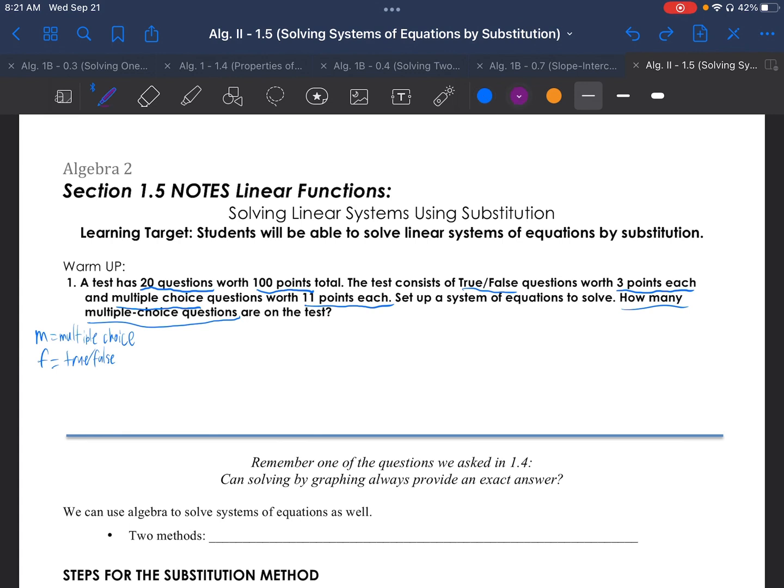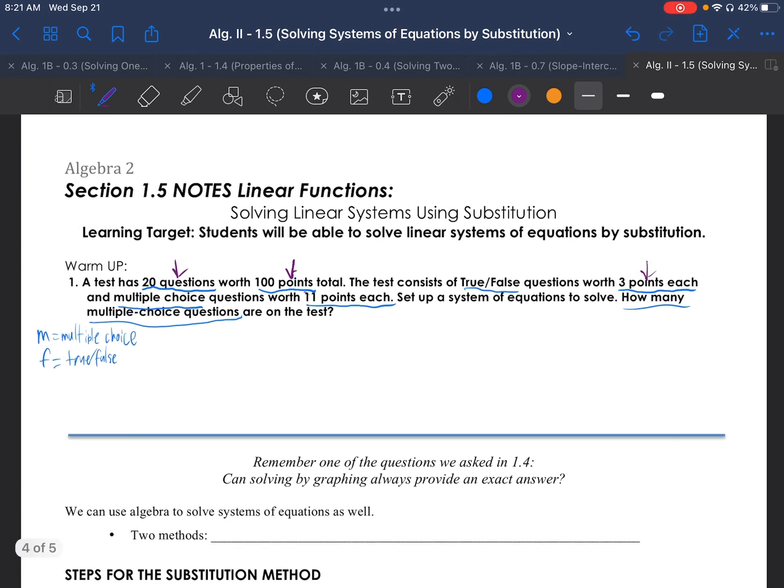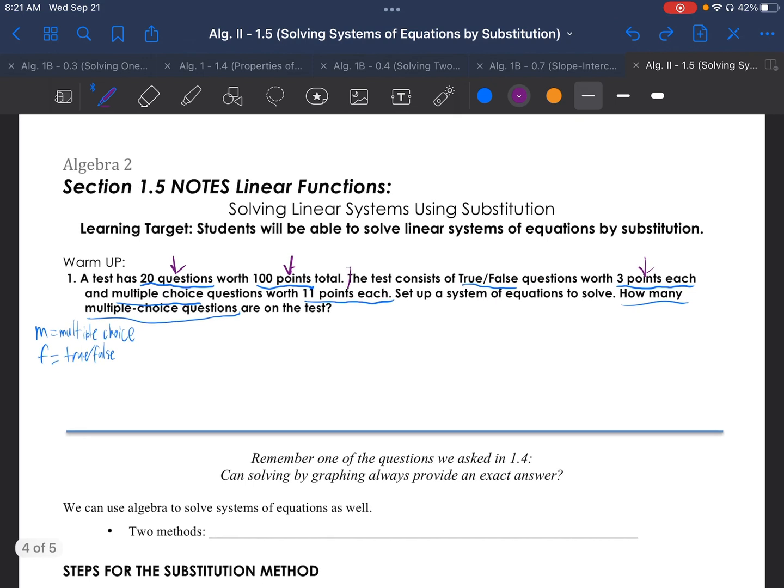All right, so now as we actually do the system, one thing I always want to note in systems of equations is looking at labels. What I mean by that is saying 20 is the number, 20 what though? Questions is a label. 100 is the number, points is the label for that. So 100 what? Oh, it's 100 points. 3 is the number, and points is the label. 11 is the number, and points is the label again. So we have 3 of the same exact label, points, and 1 of the label, questions.